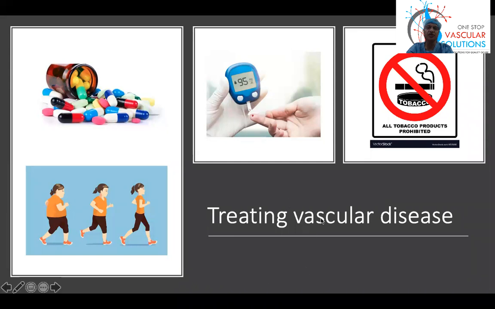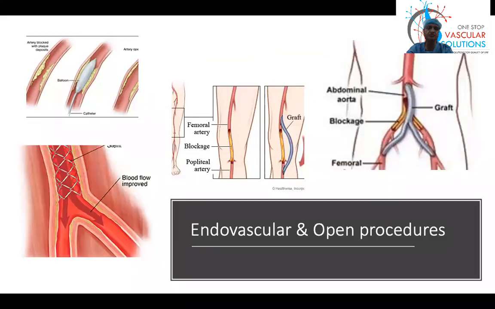When it comes to treating, as I mentioned earlier, it is very important to take care of the risk factors. Medication is a very important part, controlling diabetes, stopping smoking altogether, controlling hypertension, controlling your lipids or cholesterol, and some medication which improves walking distance. Other than that, exercise and weight reduction is extremely important in managing patients with peripheral vascular disease.